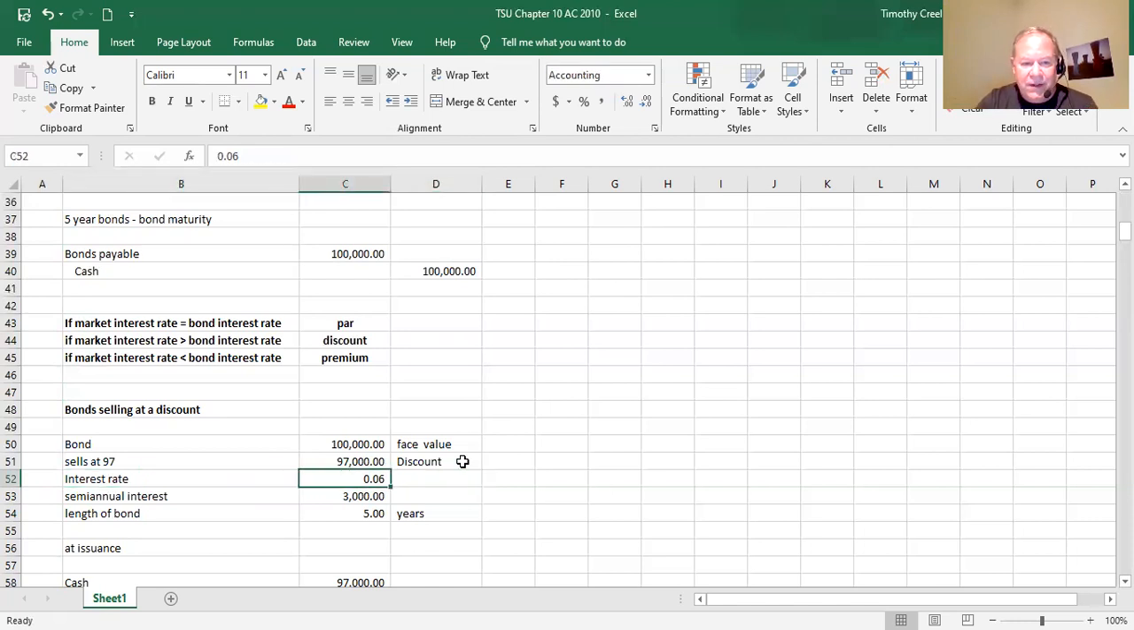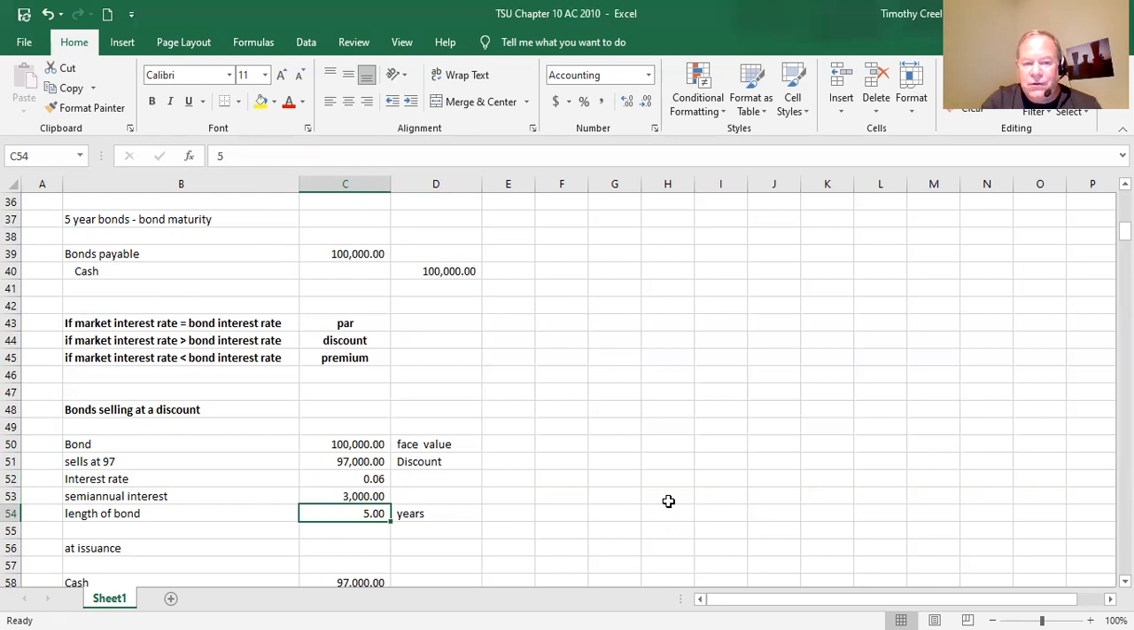Now, the interest rate is 6%. For the semi-annual interest, we would take 6% of the face value. You always base interest off the face value and then divide it by 2 since we're paying it twice a year. So that would give us basically $3,000 every 6 months worth of interest we're paying. The length of the bond is 5 years.